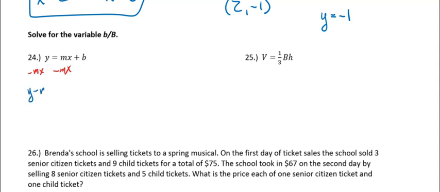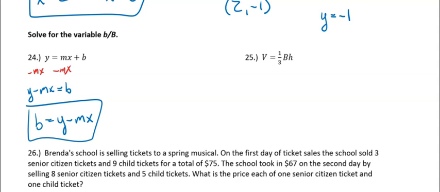And I get y minus mx equals the b. And now b's by itself, that's it. B equals y minus mx, and that's it. Done. If I look at the next one, I also want to solve for b.